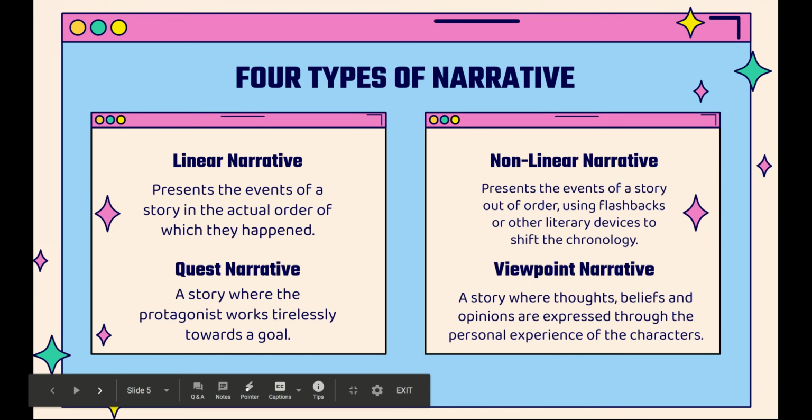Moving on to this next slide, you'll see here there are 4 different types of narrative that are common in the writing world. So what I want you to do is pause here and read the descriptions of the 4 different types of narrative and then answer the question on Edpuzzle. Once you've done that, you can move on to the next slide with me.